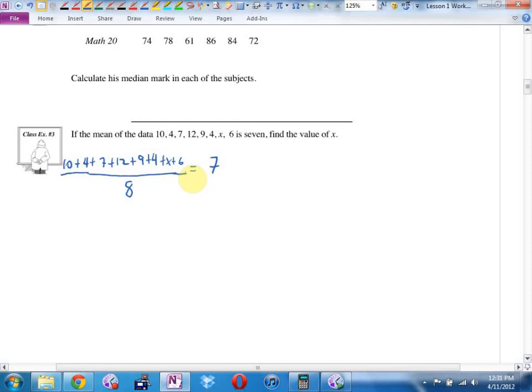Why don't you add up 10 and 4 and 7 and 12 and 9 and 4 and 6? What is that? They're small numbers. You can try to do it in your head too: 10 plus 4 plus 7 plus 12 plus 9 plus 4 plus 6, 14, 21, 33, 42, 46, 52. Yeah, okay. So I get this: 52 plus X over 8 equals 7. Does that not look way nicer?